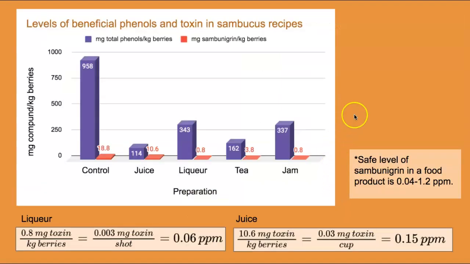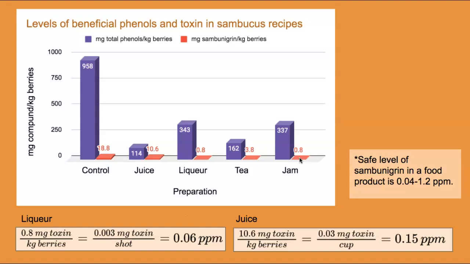Now let's talk about the toxins in elderberry, another part of the story. Cyanogenic glycosides are a family of toxins that are found in many foods, including apple seeds, cassava, almonds, and elderberry. The particular cyanogenic glycoside in elderberry is called sambunigrin, and as you can see, the levels in red are quite low, and they decrease even more upon heating. But are they low enough to be safe?